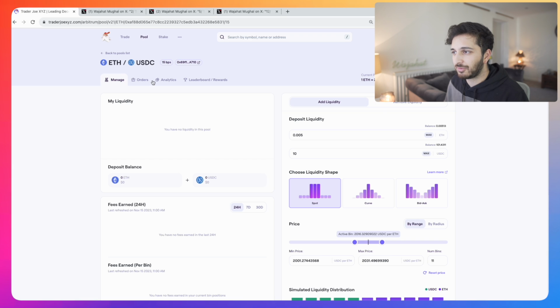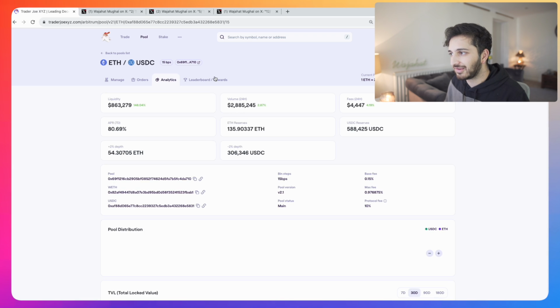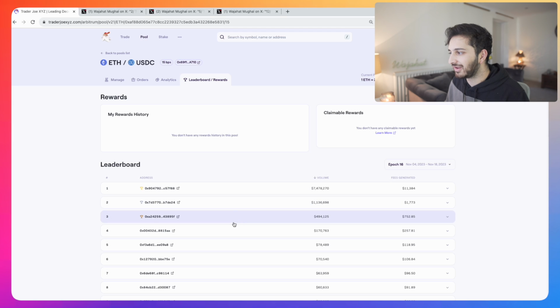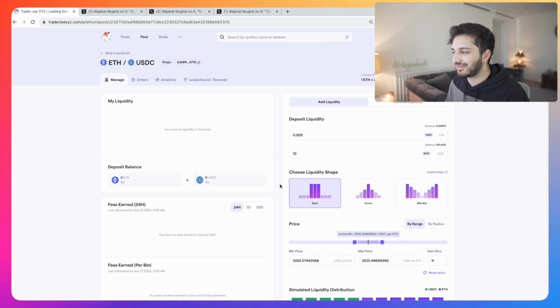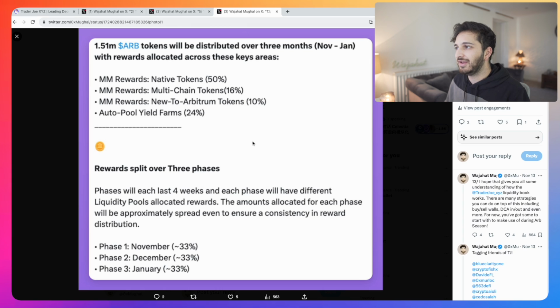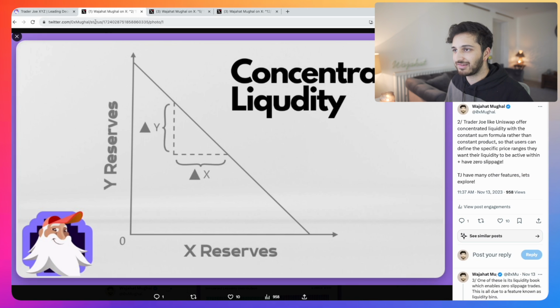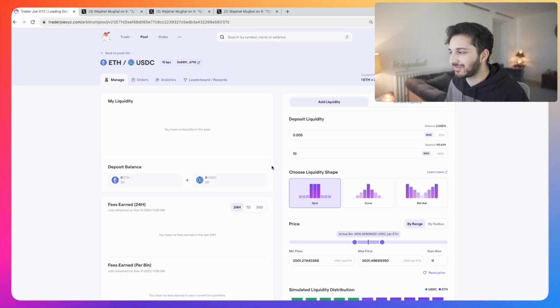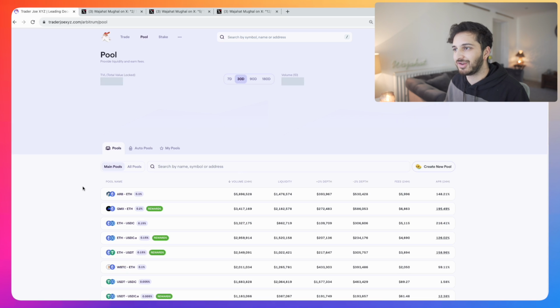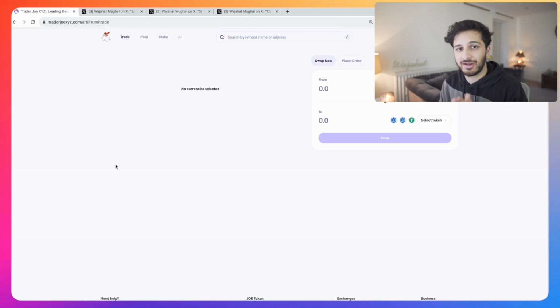You can see a lot more information here around analytics and the leaderboards. You can see who's earning some good fees here and who isn't. So that's always a good thing to have a look at. And on top of that, there will be lots more Arbitrum tokens being given out over the next few months as we go into 2024. We can see in November and December, and then January we've got rewards split over 3 phases there, so lots more to come. Trader Joe is a wonderful platform, a great DEX, one that makes a lot of money just because it's very capital efficient, and I think the strategies that you can do with your liquidity are really great. So I'm a big fan of Trader Joe.